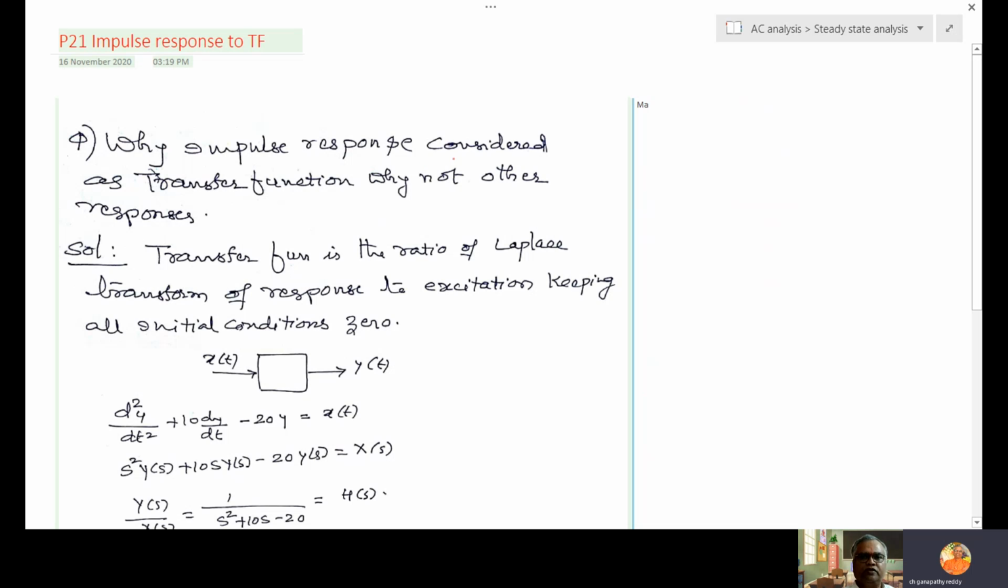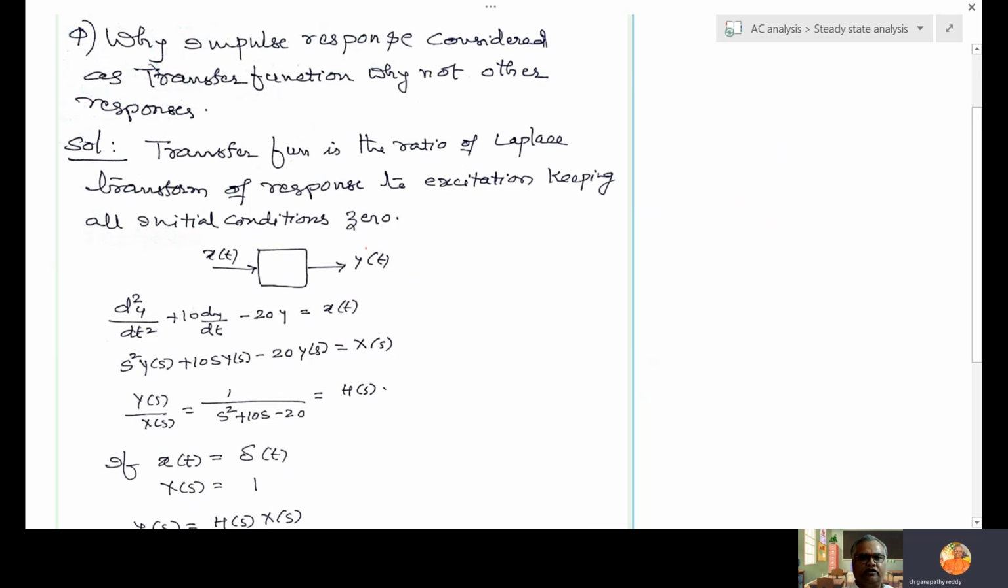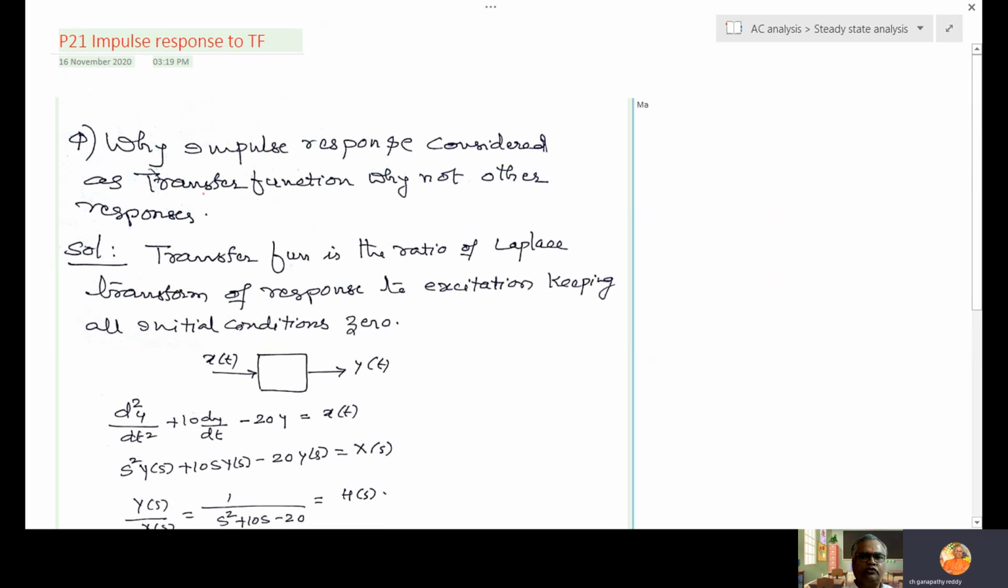Why is the impulse response considered as a transfer function? Why not other responses? For finding the transfer function, why is only the impulse response considered? This is not an exam question. This is one of the doubts a student asked. I have given a proof: apply Laplace to the impulse response and you will get the transfer function. So what is the doubt? Why is the impulse response only used to find the transfer function?